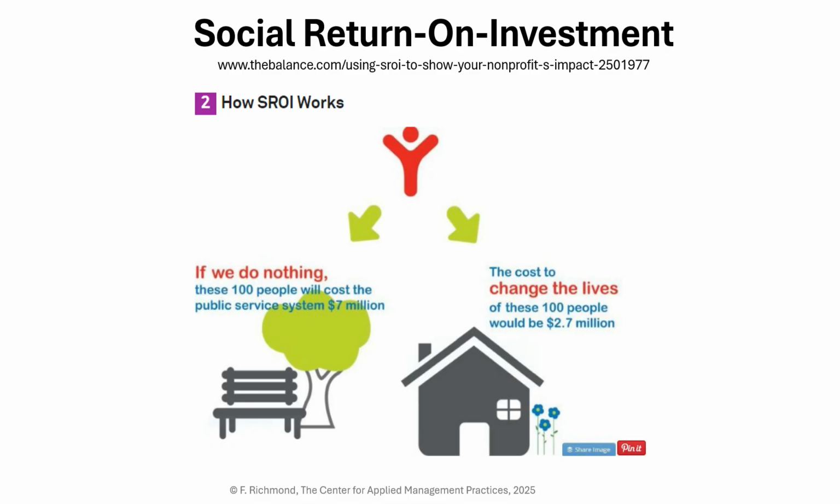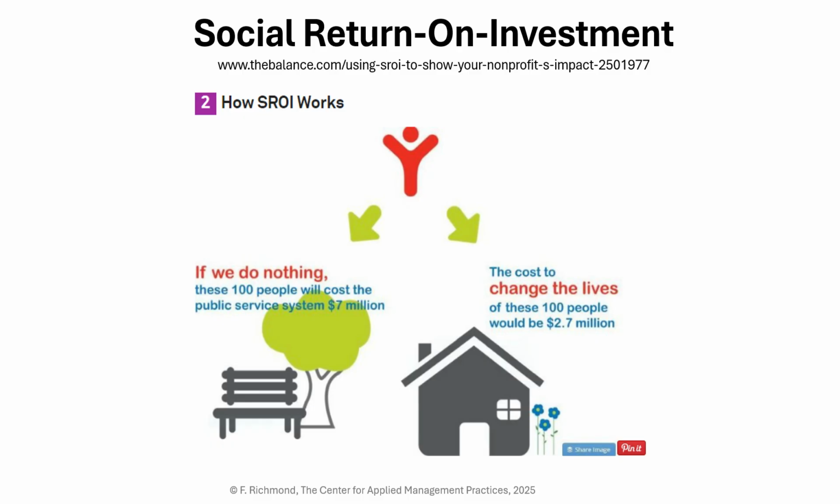So there was data to support these. They weren't just graphics, okay? So in a visual, someone's doing a presentation. You can see here on the left side, if we do nothing, 100 people will cost the public service system $7 million. We know that if people who are experiencing homelessness are on the streets, there's a lot more cost to emergency rooms and shelters and all that, versus getting them into some sort of housing and getting support services.